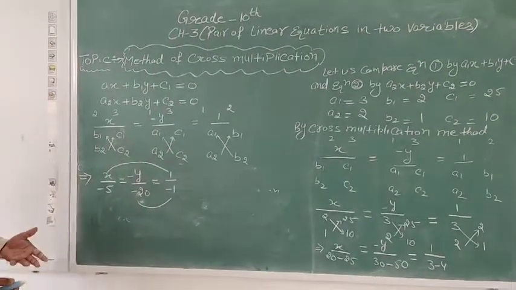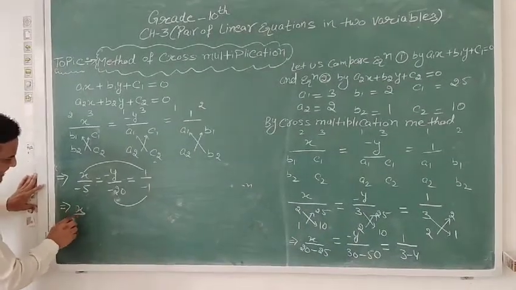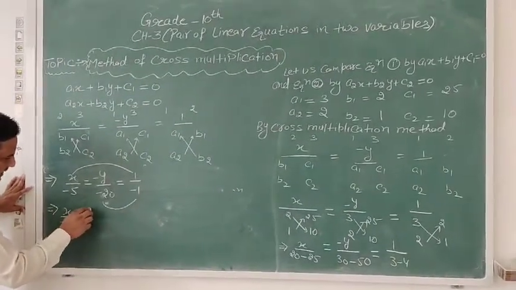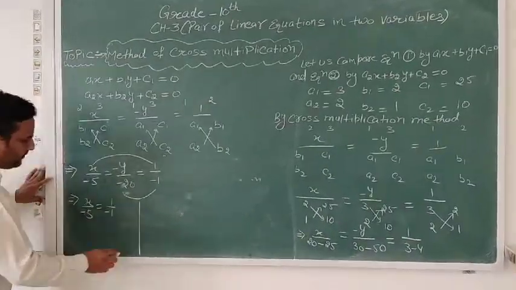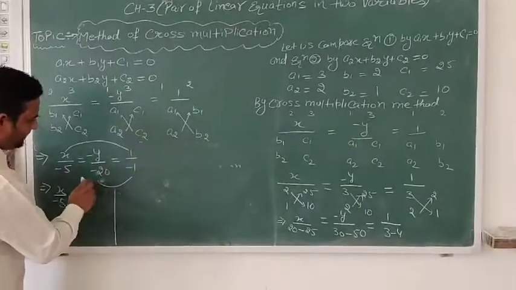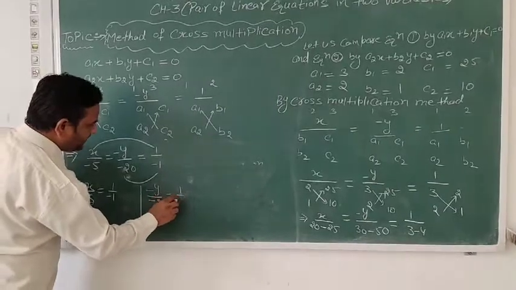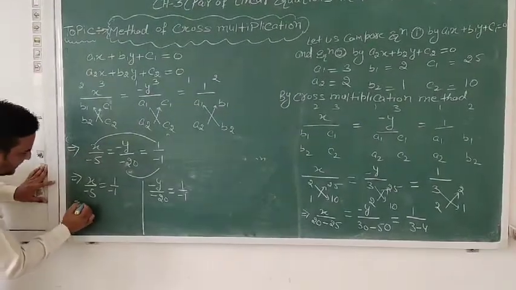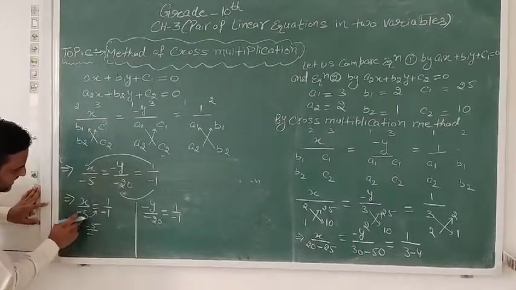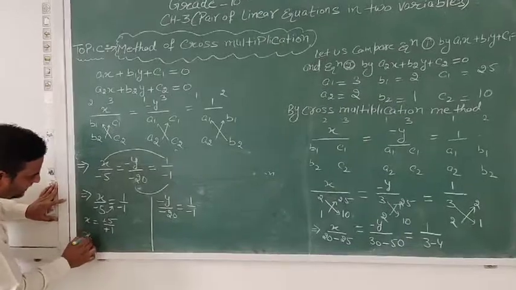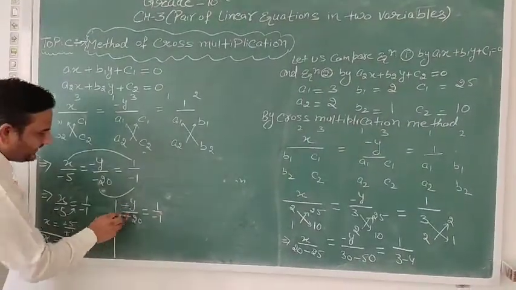Actually we are interested to find the value of x and y. So what I do here, students: x upon minus 5 is equal to 1 upon minus 1, and minus y upon minus 20 is also equal to 1 upon minus 1. Now it is easy for solving. x is equal to, go for cross multiplication again, minus 1 upon minus 5 upon minus 1, minus cancels. We are left with the value of x which is equal to 5. And here negative cancels itself.